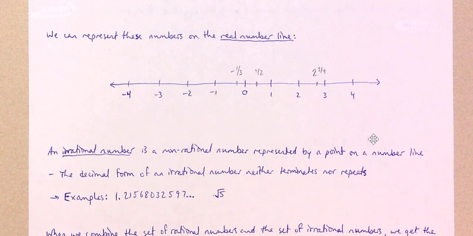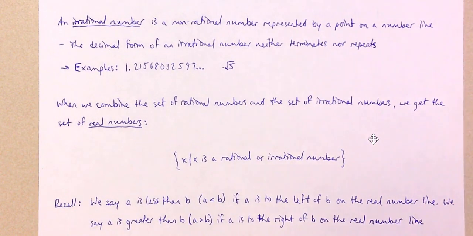And it's when we combine the set of rational numbers and the set of irrational numbers that we get the granddaddy of all sets. We finally get that big set. We get the set of real numbers. The set of real numbers is a set of all elements or all numbers x such that x is either a rational number or it's an irrational number. So that's the big set. That's the main set that we're going to be working with inside of this course.